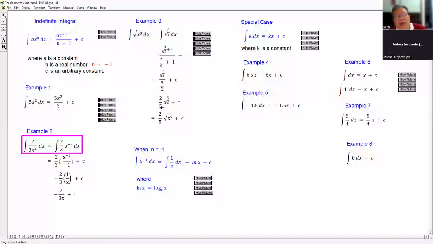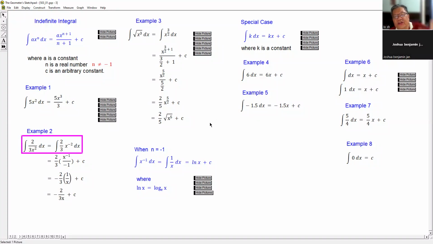Increase the power by 1, then divide by the new power, right? Then we want to simplify some more. I put it back, this 5, I put x to the power 5. But the 2 at the bottom means square root. So it's 2 over 5 square root of x to the power 5 plus c.